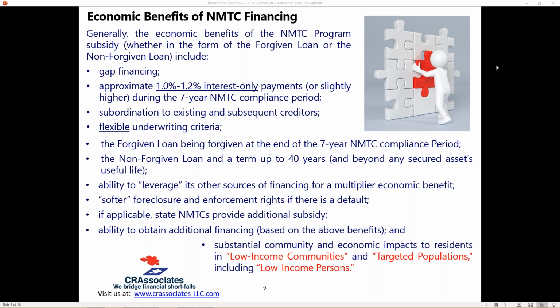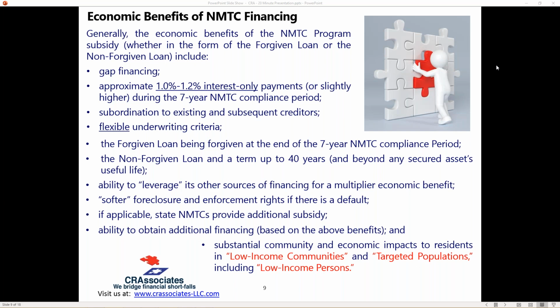Often, the new market tax credit financing provides the ability of the borrower to obtain other financing given that, as previously discussed, each of the forgiven loan and non-forgiven loan is generally subordinated to other creditors. The forgiven loan is forgiven and therefore is viewed as a grant and not debt, and the non-forgiven loan has low debt service payments over up to 40 years, which can be well beyond the life of any secured asset. Therefore, it is viewed as patient capital. Thus, creditors and equity providers are more likely to provide additional financing based on either form of new market tax credit program subsidy provided.